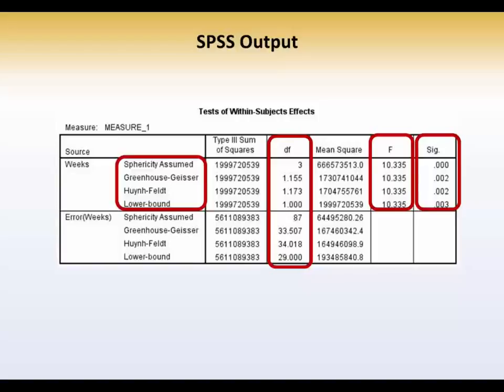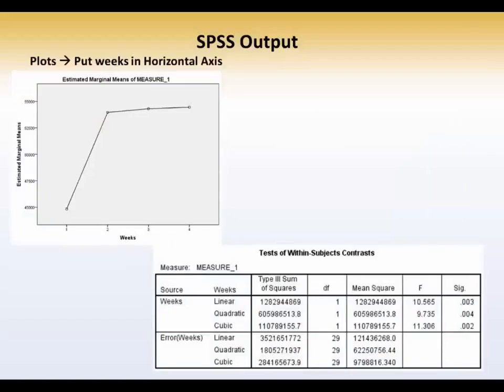Importantly, in our case, regardless of whether you used any of the 3 adjustments or you made an error and assumed that sphericity was met, you still rejected the null hypothesis. The null hypothesis here is that the number of steps taken per week were the same across all 4 weeks. Here are 2 other pieces of output that we can also obtain with the SPSS repeated measures ANOVA.